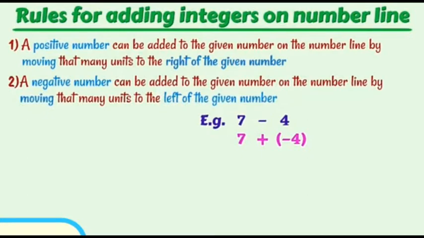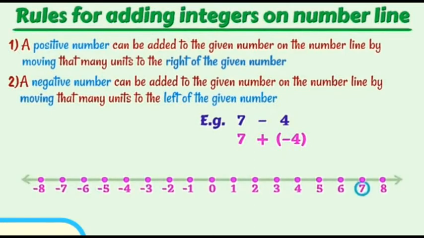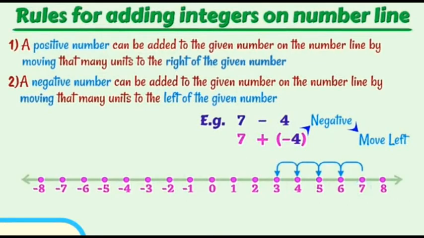Let's use these rules for the given problem. First number is 7. So locate 7 on number line. Sign of next number is negative, which indicates that we have to move towards left. How many steps on left? The answer is the value of the second number, that is 4. So let's move 4 steps towards left from 7. We reached at 3. So 3 is the answer.